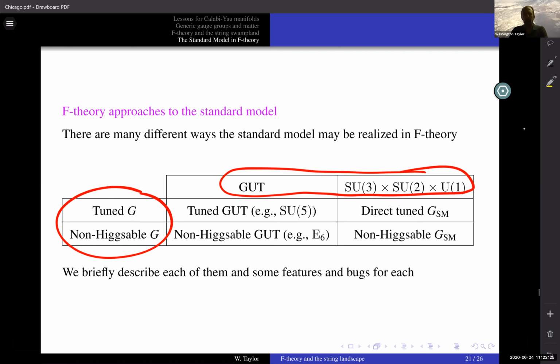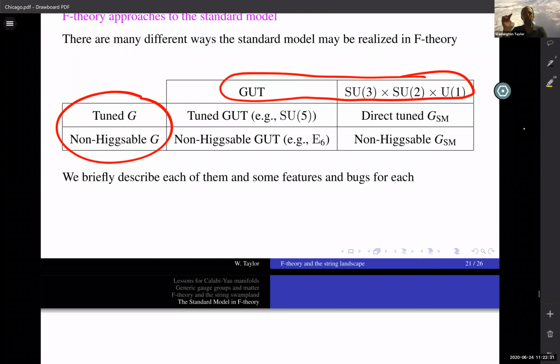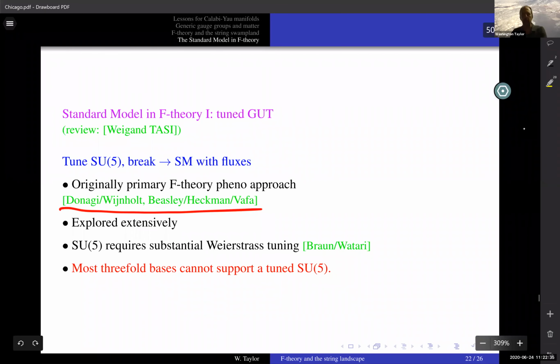So much of the work on F theory standard model constructions was the work on F theory GUTs that was motivated originally and initially pioneered in the work of Donagi and Wijnholt and Beasley, Heckman, and Vafa. Beautiful review of this by Timo Weigand. And I won't do justice to all this work. There are hundreds, if not thousands, of papers on this. It's been explored very extensively.